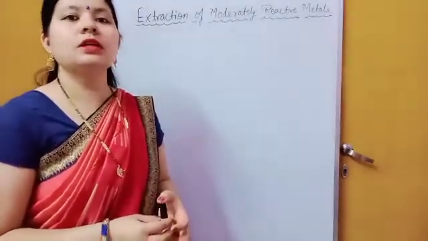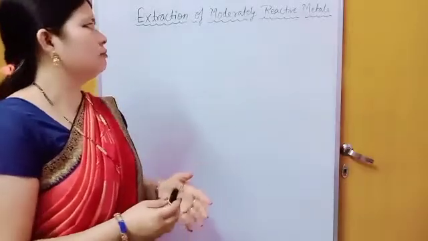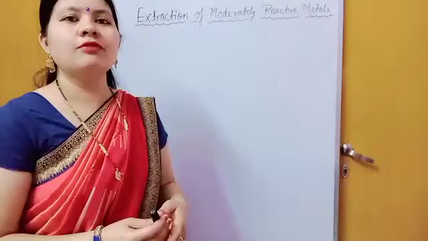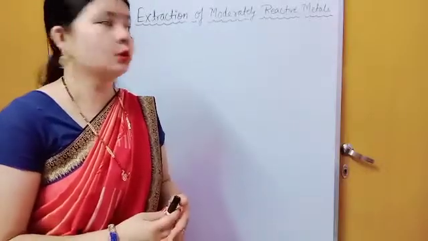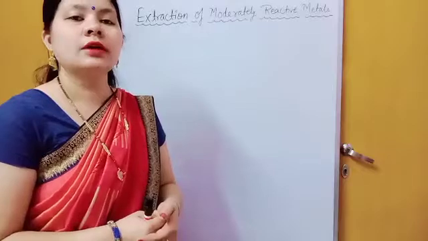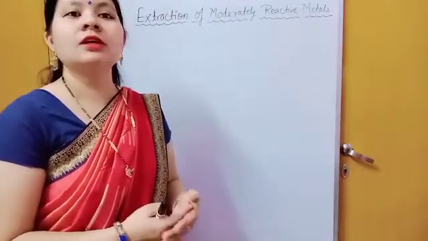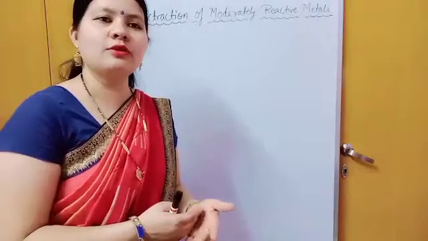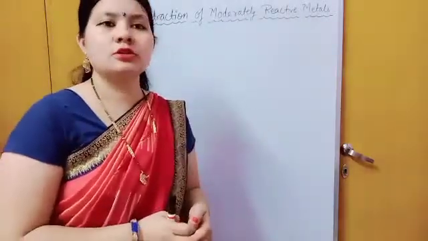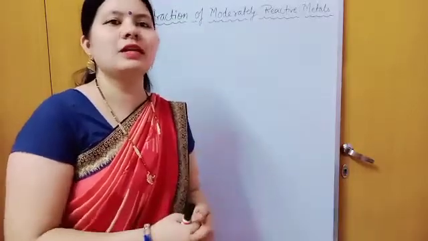In the extraction of a moderately reactive metal, first the concentrated ore is converted into oxide ore with the help of the processes calcination and roasting. Once it is converted into oxide ore, after that we use the process of reduction. Reduction means either removal of oxygen, addition of hydrogen, or gain of electrons. So it is a reduction process, and we can remove oxygen from the metal oxide.